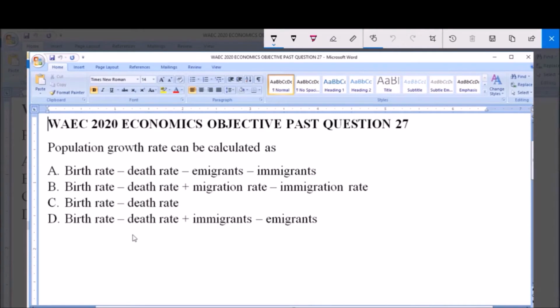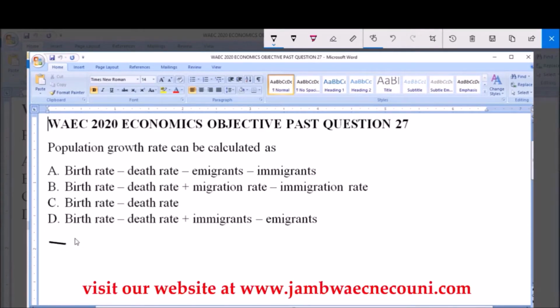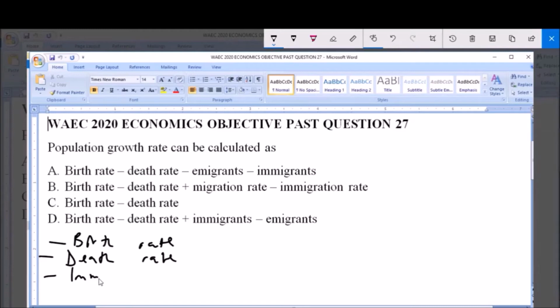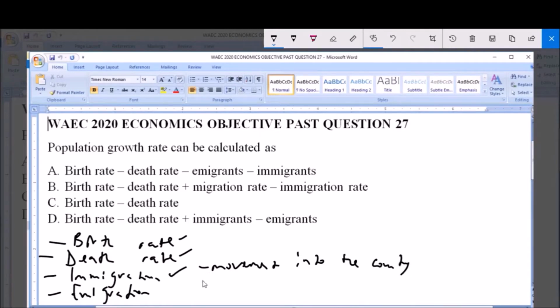Now, population growth rate is dependent on 4 factors: birth rate, death rate, immigration, and emigration. So birth rate, of course, has to do with the rate at which individuals are born. Death rate with the rate at which individuals die. Immigration with movement of people into the country, and emigration, movement out of the country.